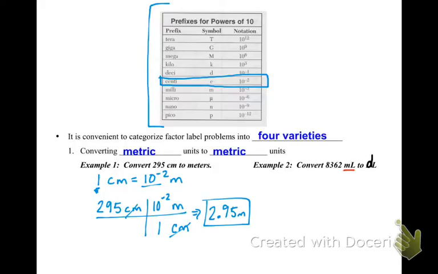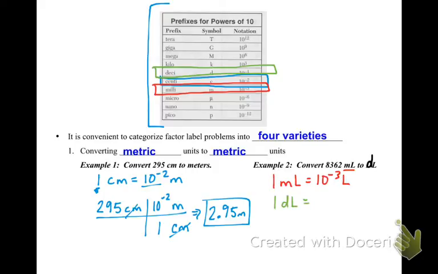So if we take a look up here, we've got milli and we've got deci. Wow, my boxes have gotten progressively worse, but that is okay. So our conversion factor for milliliters is 1 milliliter equals 10 to the negative 3rd liters. And for deciliters, 1 deciliter is equal to 10 to the negative 1 liters. Okay, so those conversion factors shouldn't be so hard for us to make.